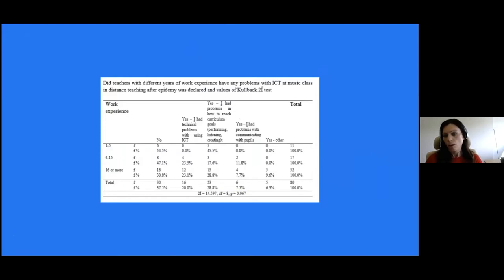Okay, then we asked them if they had any education on ICT in music class. We can see that a lot of them said that they didn't have any education. I took the wrong question. We asked them if they had any problems. We can see that in all age groups, quite a lot of them said that they didn't have any problems. But the majority of the 1 to 5 years, least experienced, had problems with reaching the curriculum goals. Also the other groups had some problems with that. But a quarter of the older or more experienced groups also had technical problems with using ICT during online teaching. But the difference was not statistically significant.